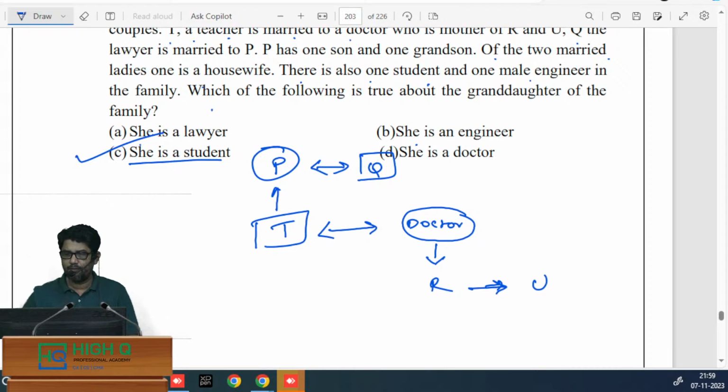Sir, this type of questions are time consuming. I told you in the beginning only, this one is actually time consuming. Always it is time consuming. You need to be very careful, Ritika. Thank you.